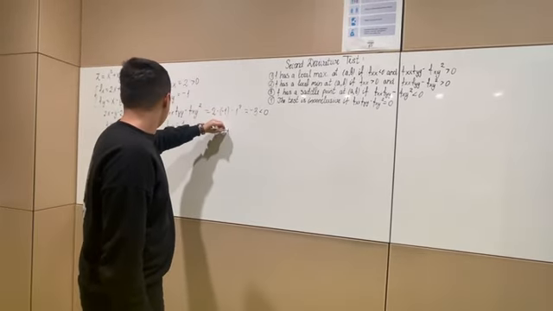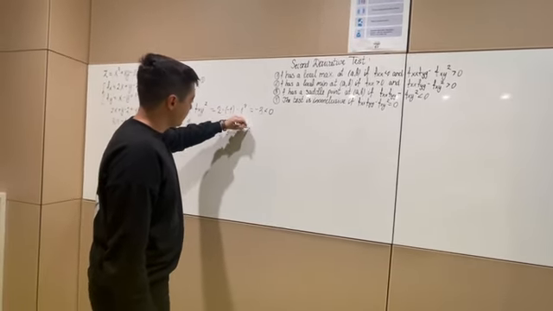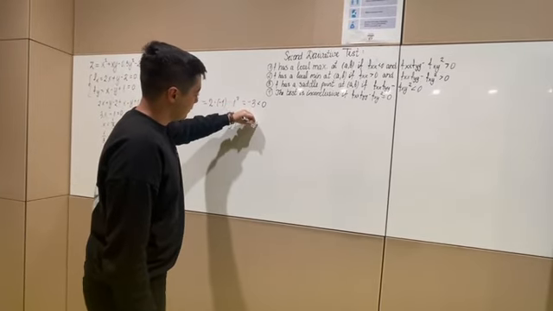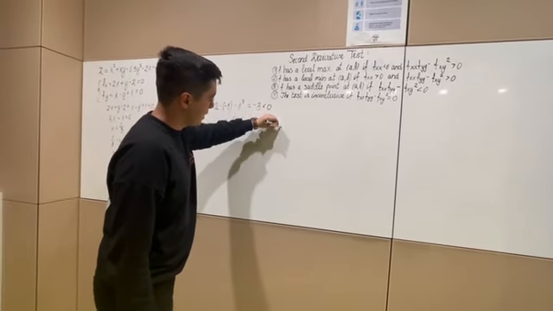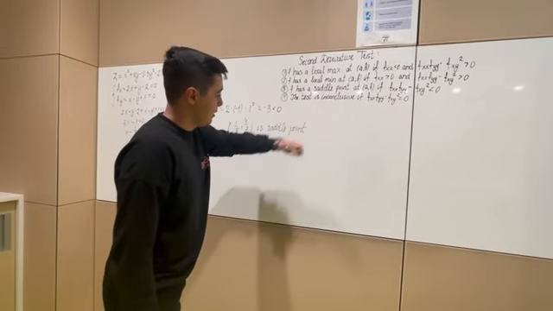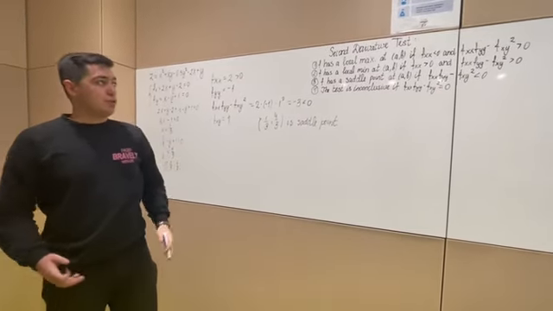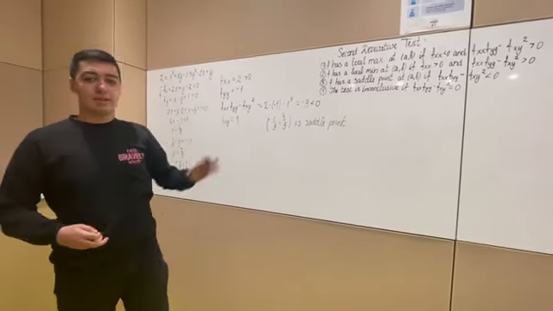(1/3, 4/3) is a saddle point of this function. As you can see, it's very easy to solve this kind of problem with the second derivative test.